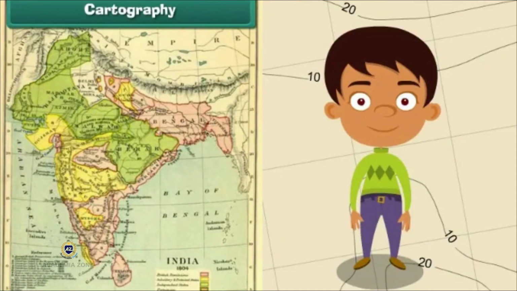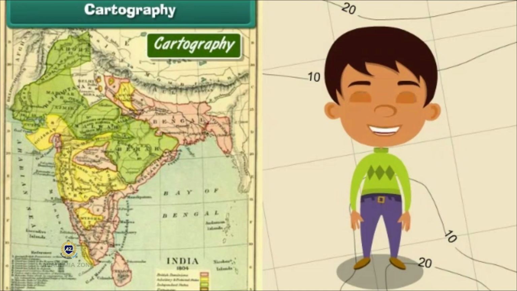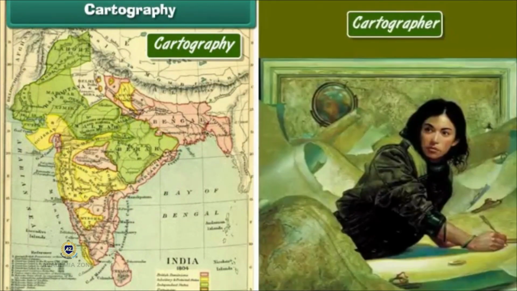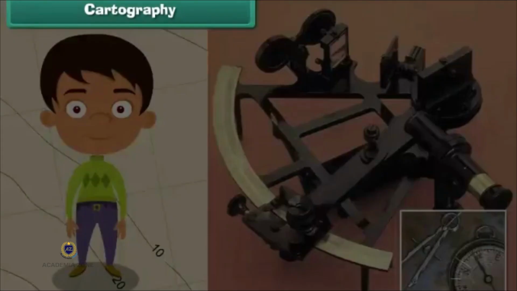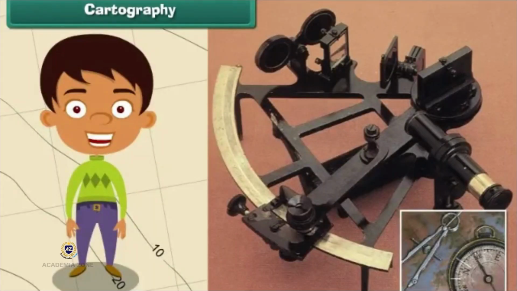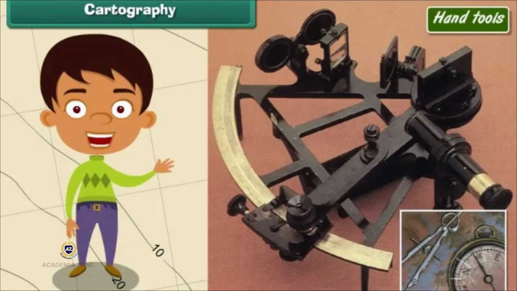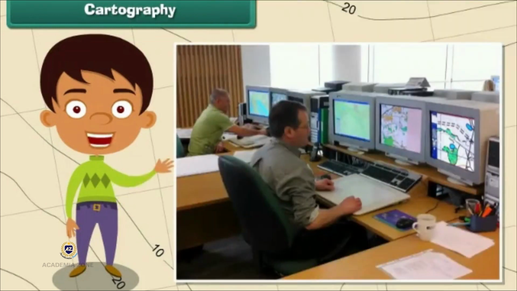Cartography. Cartography is the science of drawing maps. The person who draws maps is known as a cartographer. In the olden days, maps were drawn using hand tools. Hand cartography was a time-consuming and difficult process. Maps drawn using hand tools were also inaccurate. But nowadays, maps are drawn with the help of computer software, hence they are more accurate.